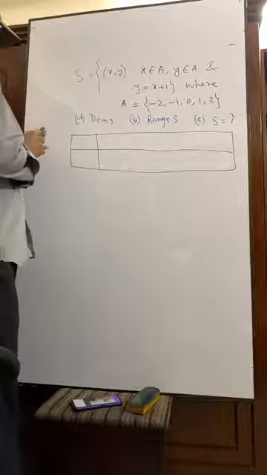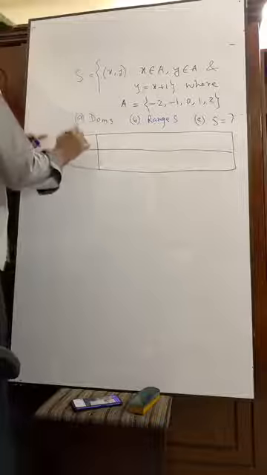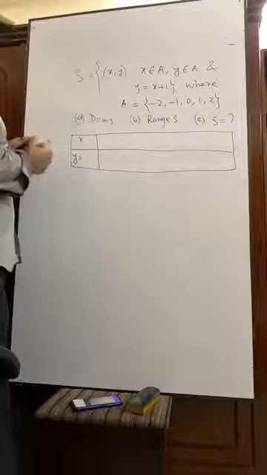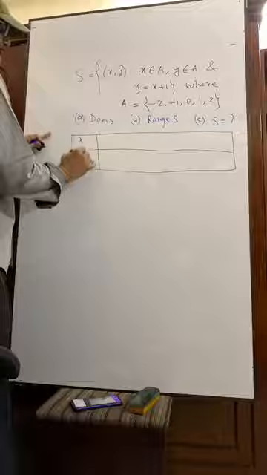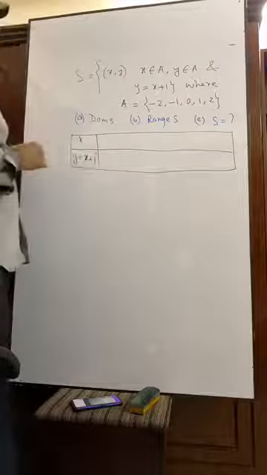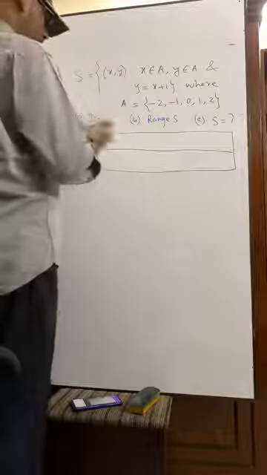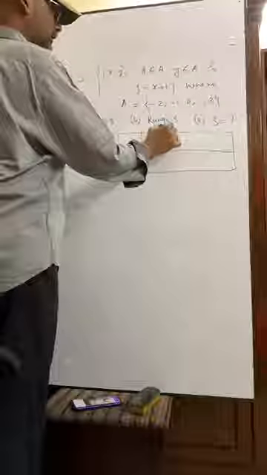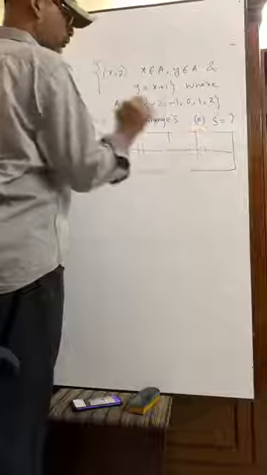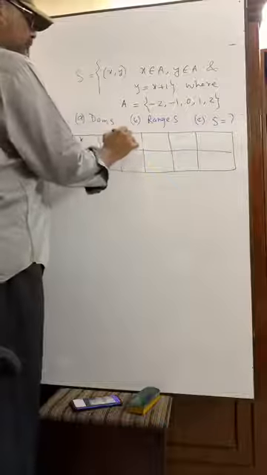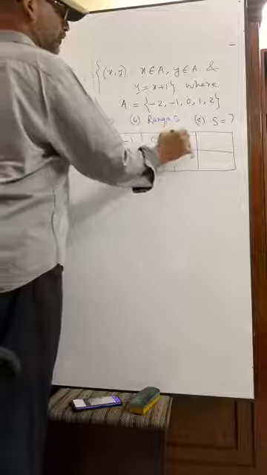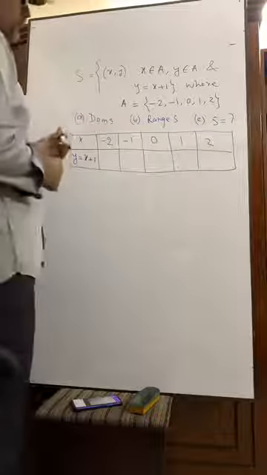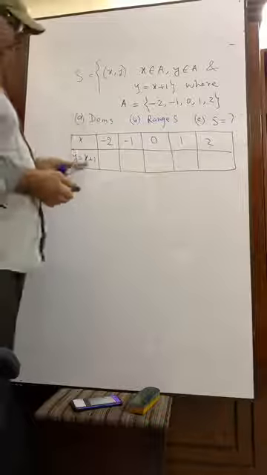This is x, this is y equal to what? Y equal to x plus 1. Okay? -2, -1, 0, 1, 2. This is -2, -1, 0, 1, 2. Now see, y equals to what? X plus 1.